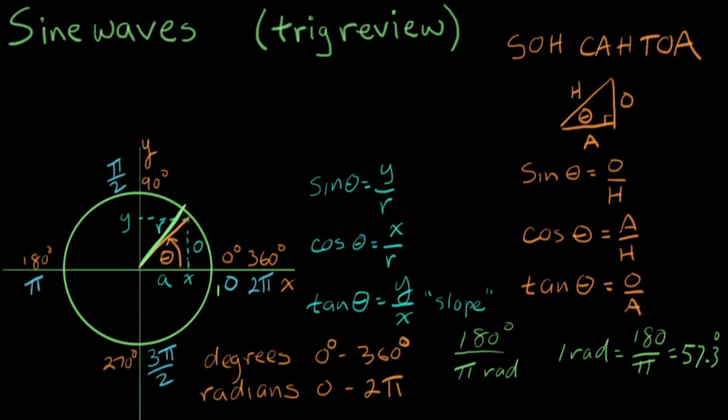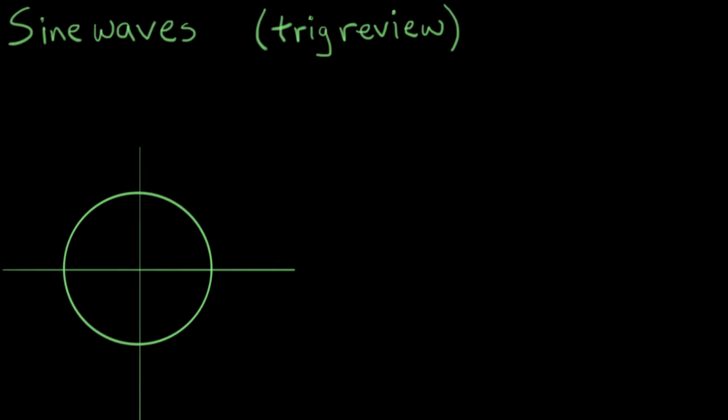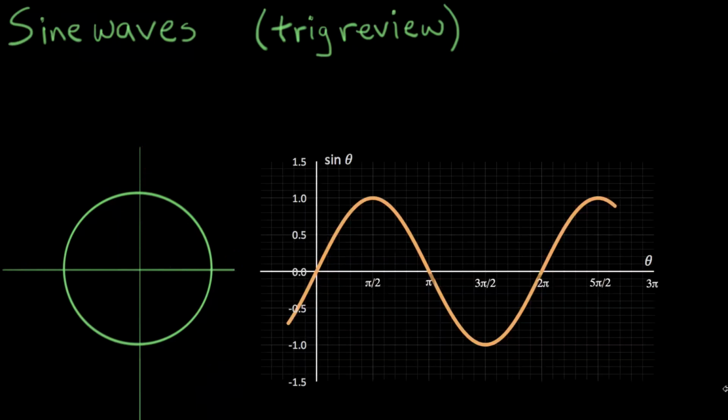Now I'm going to clear off the screen here, and we're going to talk about the shape of the sine function. Let's do that. This is a plot of the sine function where the angle theta, this is the theta axis in this plot, where theta has been plotted out on a straight line instead of wrapped around this circle.